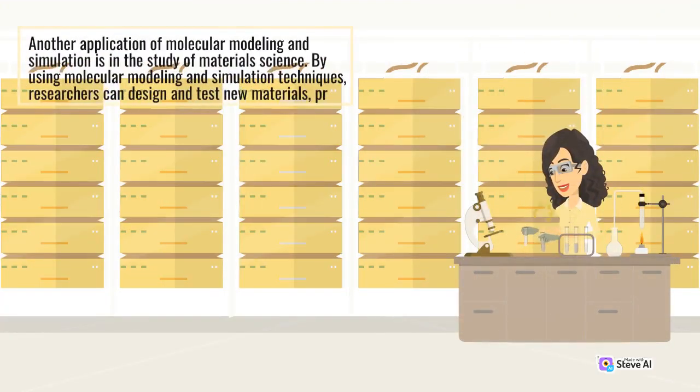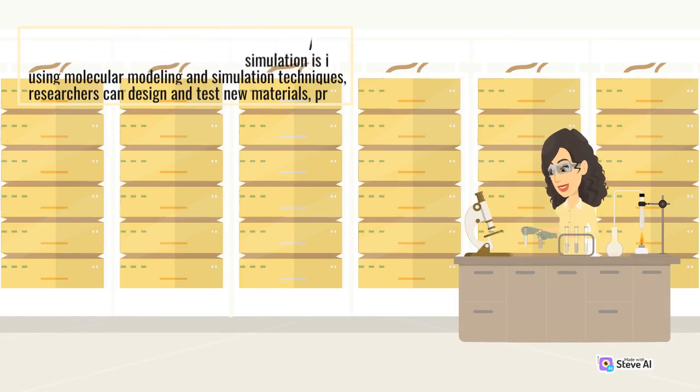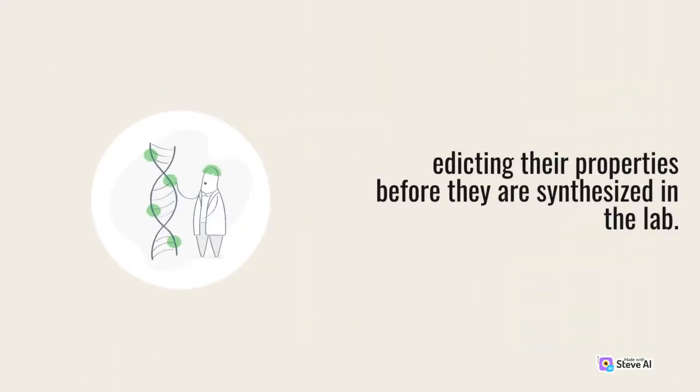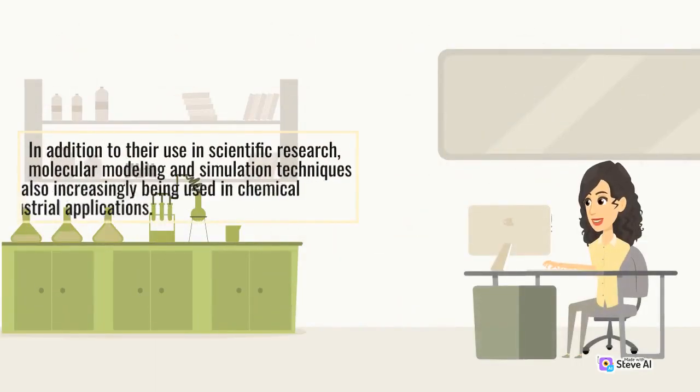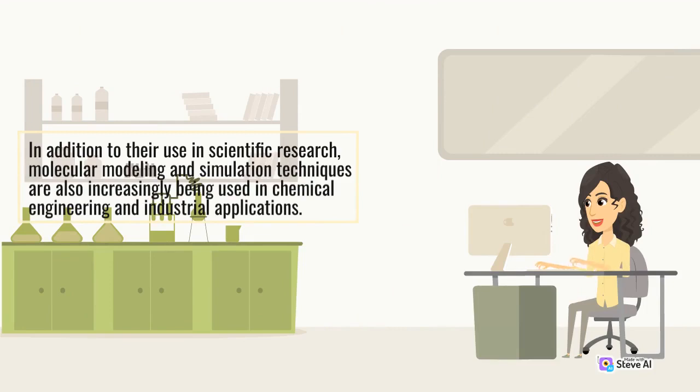Another application of molecular modeling and simulation is in the study of materials science. By using molecular modeling and simulation techniques, researchers can design and test new materials, predicting their properties before they are synthesized in the lab. In addition to their use in scientific research, molecular modeling and simulation techniques are also increasingly being used in chemical engineering and industrial applications.